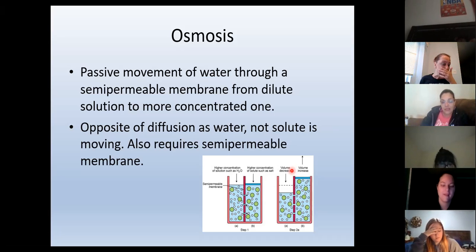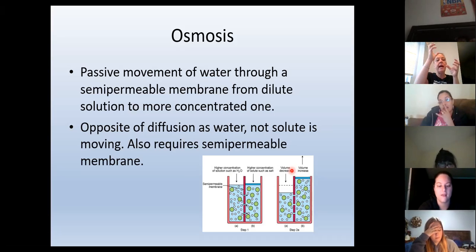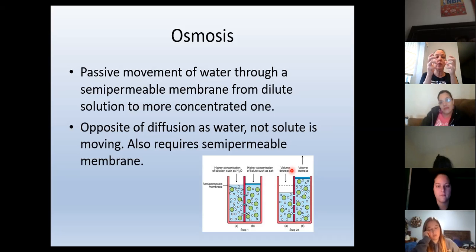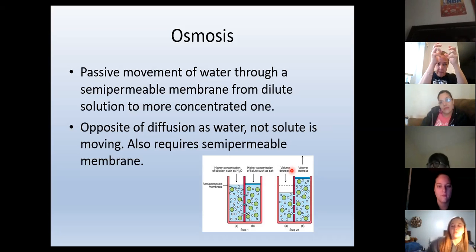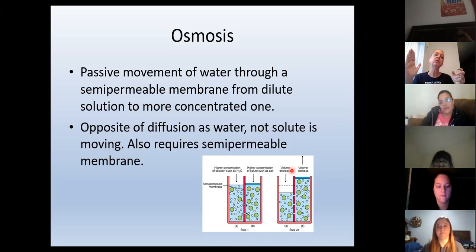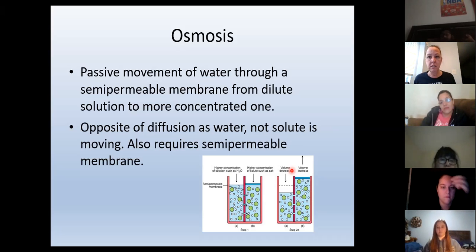So if you think, I have 2 glasses of water, and in one of them I have poured half a cup of salt, and I can magically allow stuff to pass between these 2 glasses. And I want them to be equal. So I'm going to be moving water from the dilute in order to dilute out the concentrated.